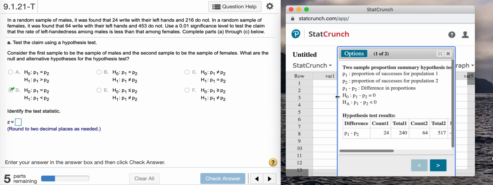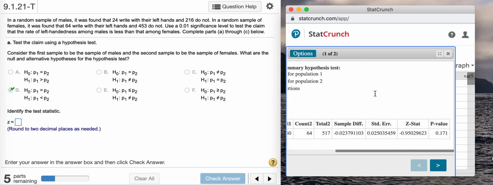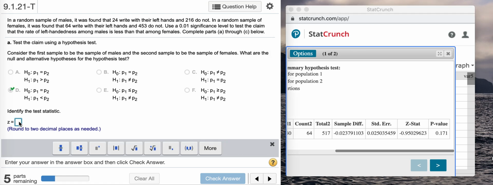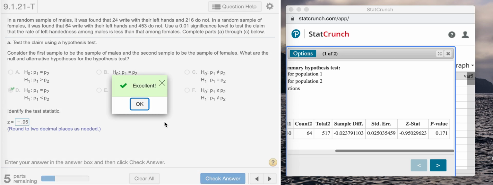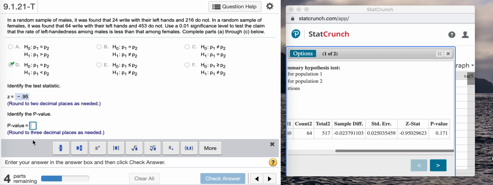And so in my table, it's going to give me several values. But over here, it's going to give me the test statistic. That's the z value. And so in this case, rounded to 2 decimal places, this is negative 0.95. And then the p-value shows up as 0.171, rounded to 3 decimal places.